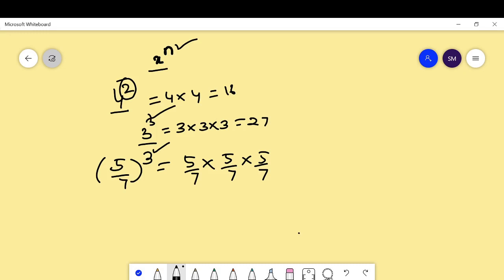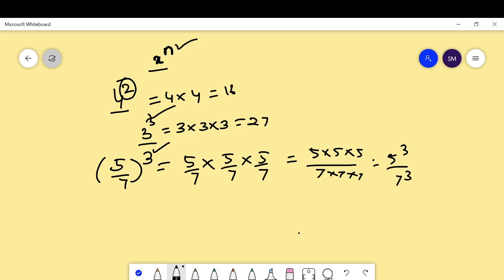Then let us discuss some properties of exponents of rational numbers. Here 5 upon 7 to the power 3 means 5 upon 7 into 5 upon 7 into 5 upon 7. This means 5 into 5 into 5 upon 7 into 7 into 7, which is equal to 5 to the power 3 upon 7 to the power 3.